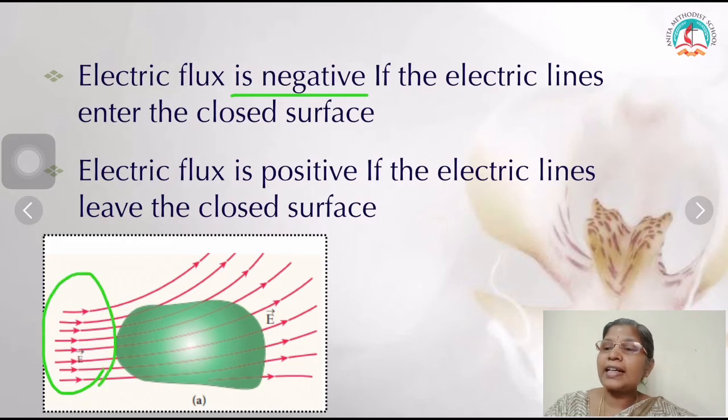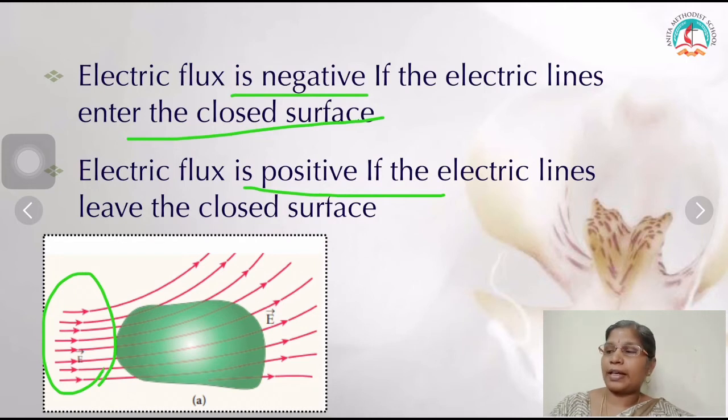If the electric flux value is negative, it means the electric lines of force are entering inside the closed surface. If the flux value is positive, the electric lines of force are leaving the closed surface. This is the second one.